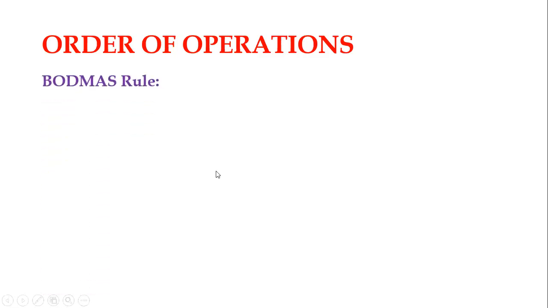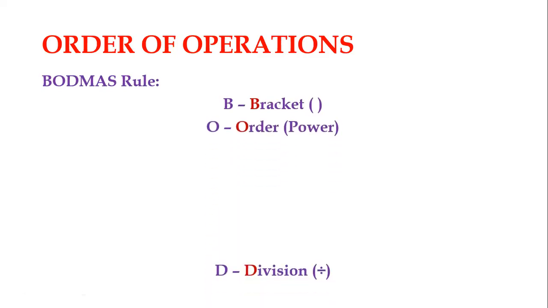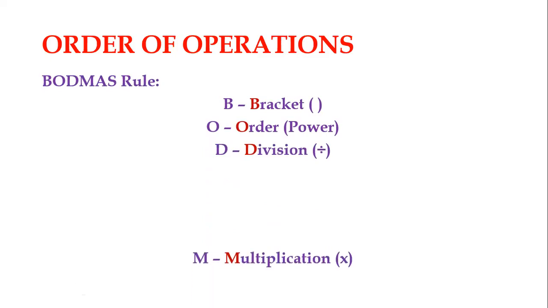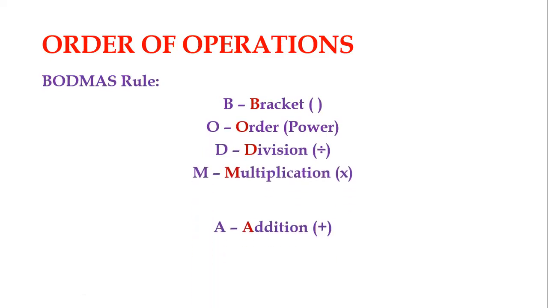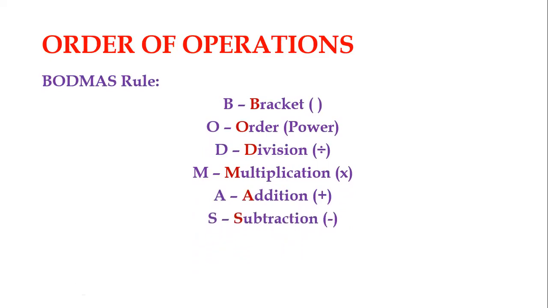Here we are going to introduce the rule called BODMAS. What is the meaning of BODMAS? B is bracket, O is order, D is division, M is multiplication, A is addition, and S is subtraction. So whenever I have a set of operations, I am going to check whether we have the bracket, the order or power, the division, the multiplication, addition, and subtraction. We are going to perform in this order.